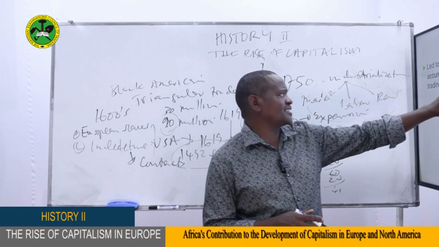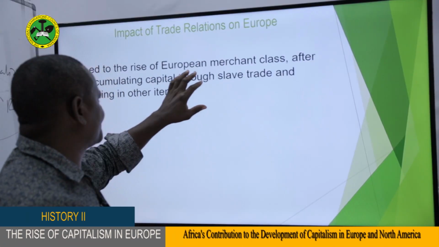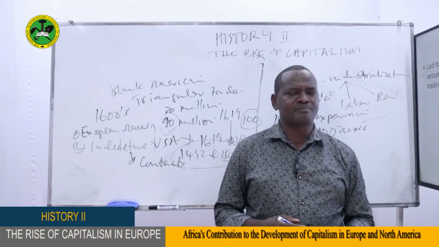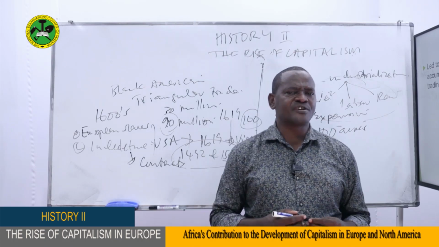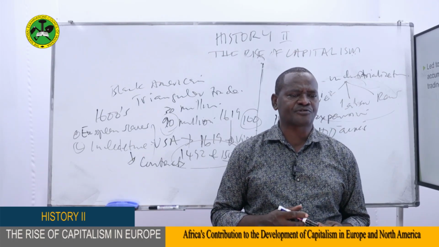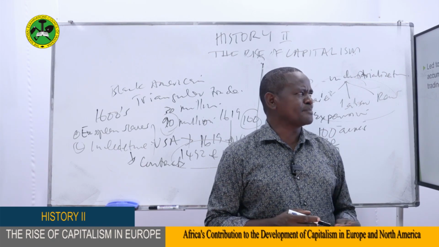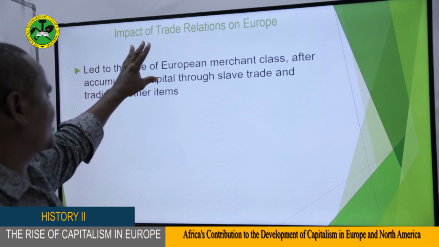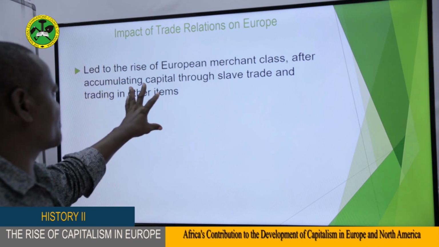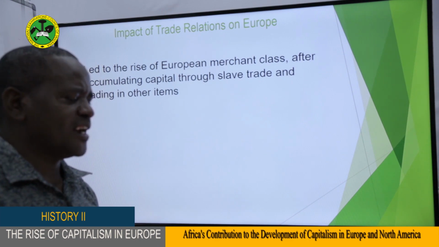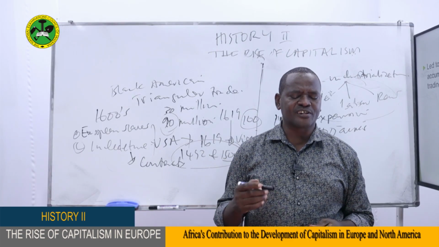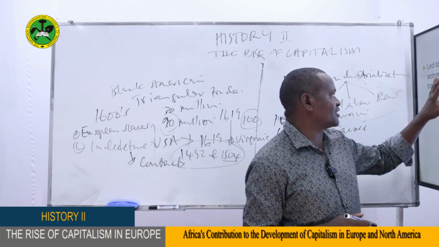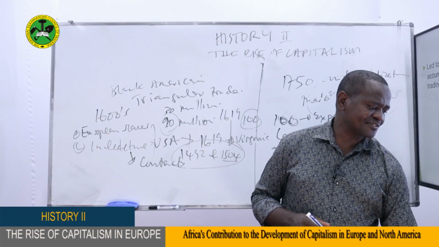Another impact of these trade relations, my dear students, is that it led to the rise of the European mercantile class. Remember, we mentioned the rise of the European class called the commercial bourgeoisie. These people obtained their money through these trade relations. A lot of people became rich by selling African slaves, and by traveling to different parts of the world to look for precious metals and so on. So it led to the rise of the merchant class.